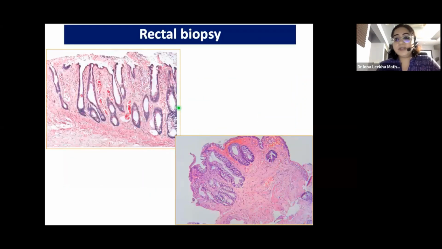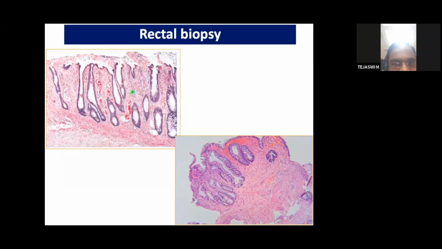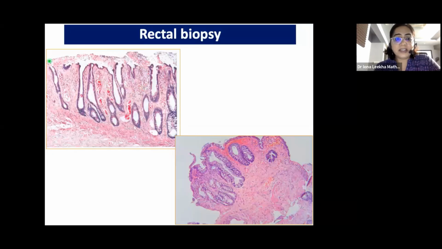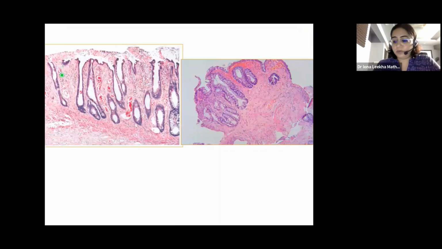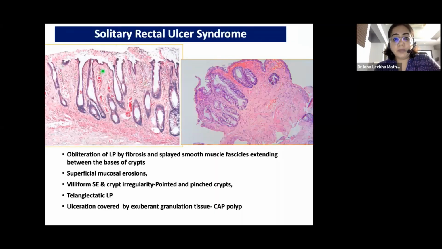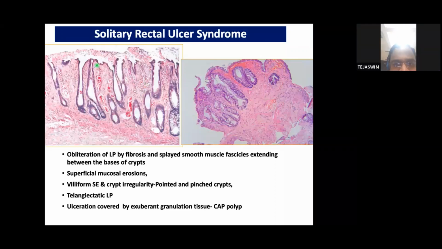Okay, so what do you see here in this? Can you just describe? If you remember the previous normal biopsy of the colon, what do you see here? Any change? Okay. So what you see here is there is erosion. The lamina propria shows fibrous obliteration of the lumen. There are these telangiectatic vessels within the lamina propria.